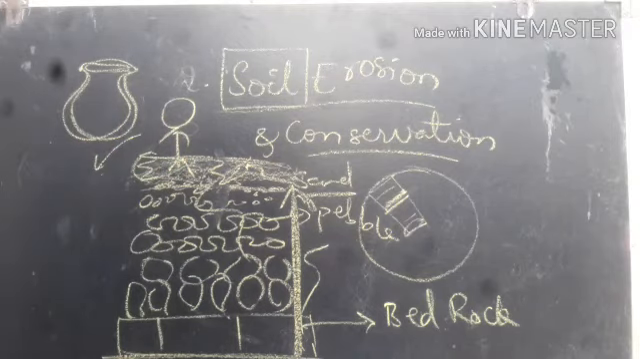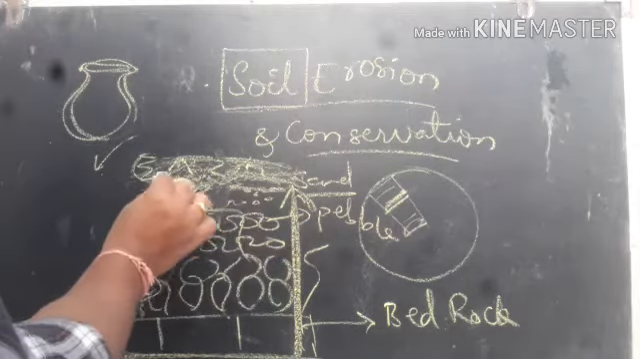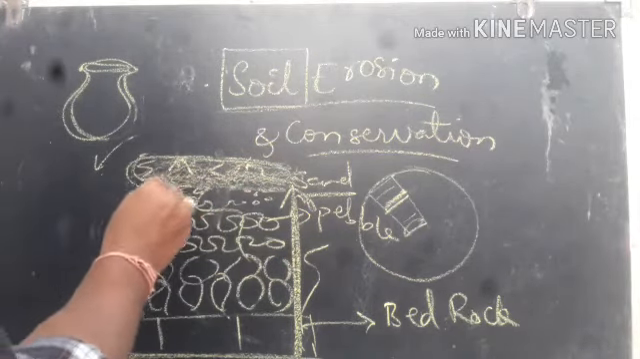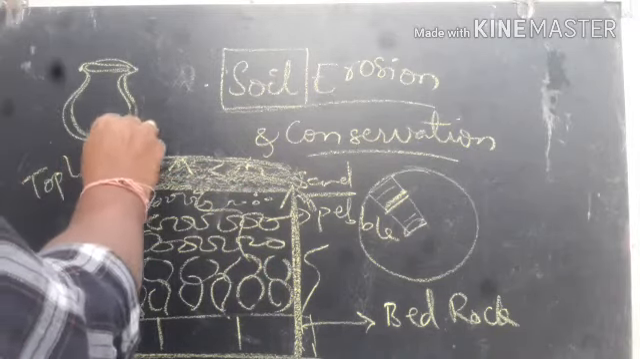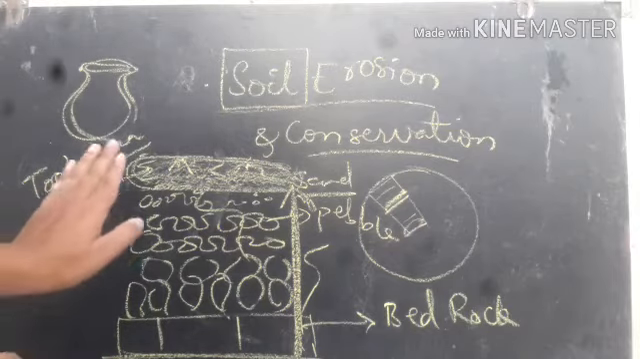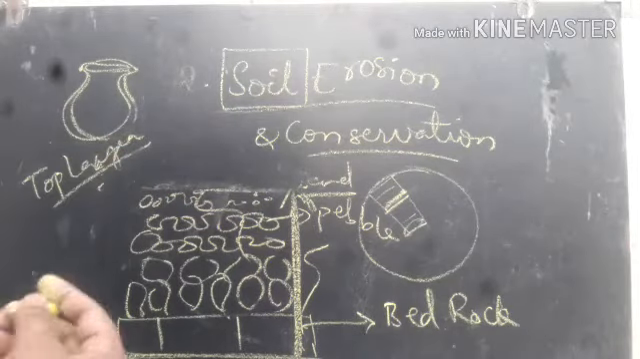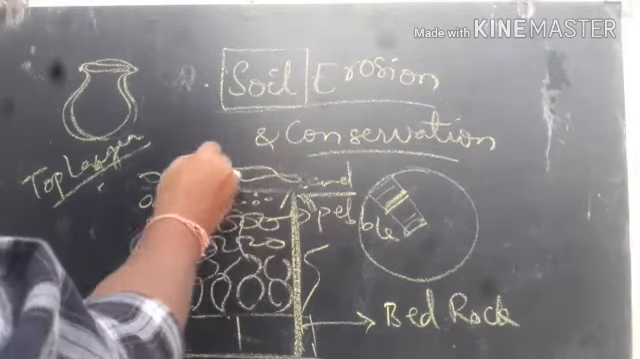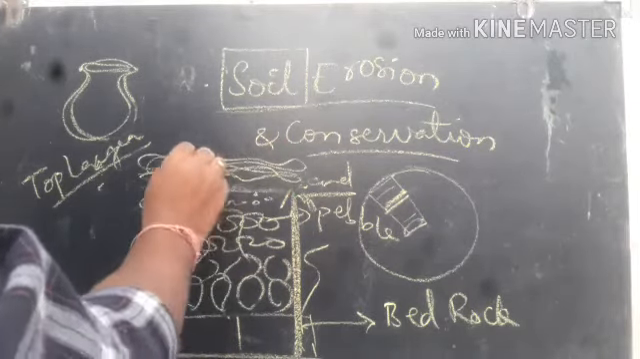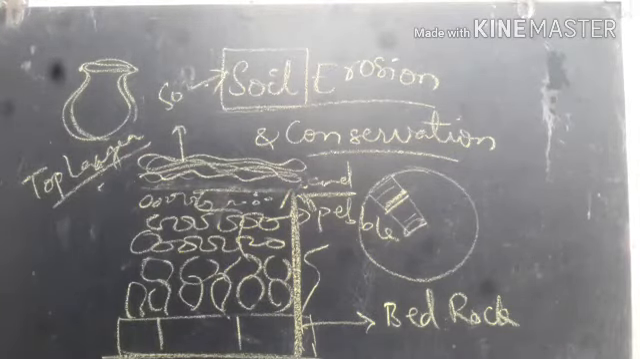And let us see what is soil erosion. What is soil erosion? Among all these layers, the top layer of the soil is very important. So the removal of this top layer by the wind, water, or any reasons, if the top layer of the earth surface gets removed, then it is called soil erosion.